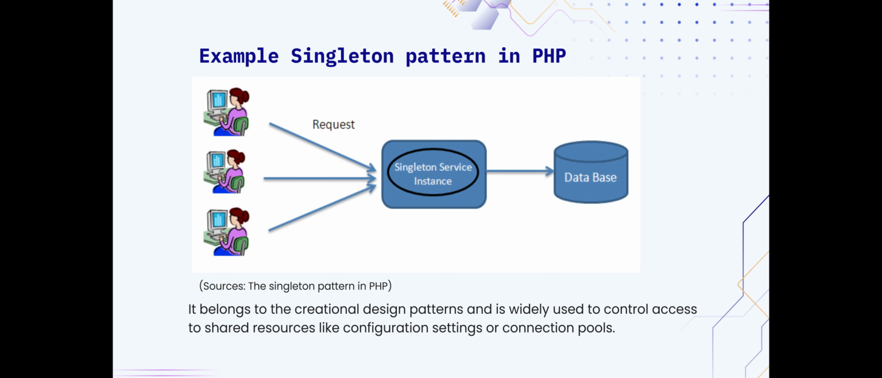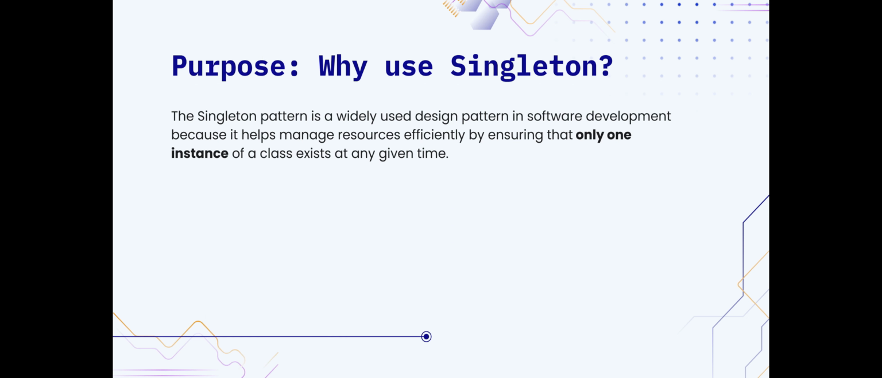If a singleton is used in the backend, every time there is a request to the backend, the backend can only use that instance or class to connect to the database. So every time it is using the same class and the same instance. Why use singleton? A singleton is very commonly used in software development because it helps to manage resources efficiently, since you can only create one instance. It's also very good for maintenance.